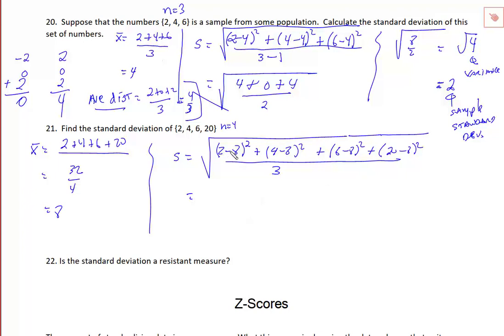So here I'm going to have 2 minus 8 is negative 6. Negative 6 squared is 36. Plus 4 minus 8 is negative 4. 4 squared is 16. 6 minus 8 here is negative 2. 2 squared is 4. And lastly, 20 minus 8 is 12. And 12 squared is 144. And all divided by 3. And I'll take the square root of this.